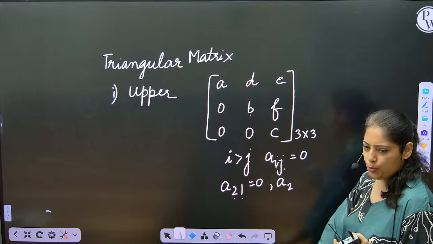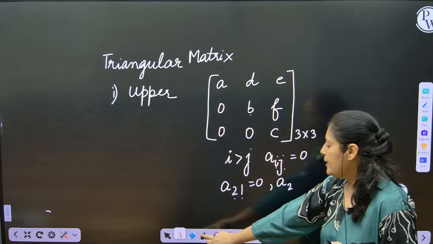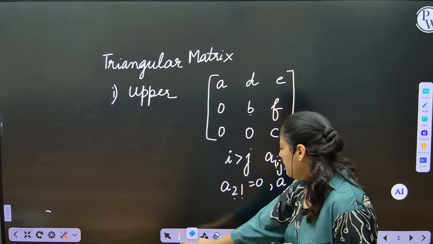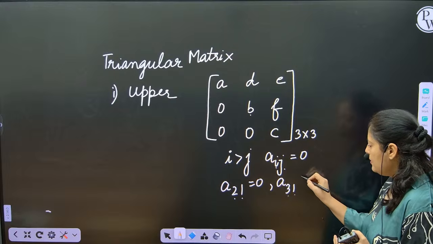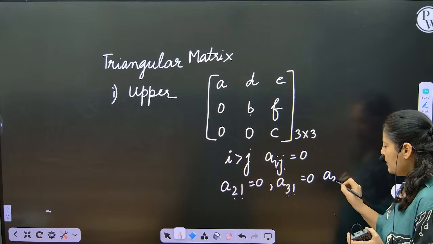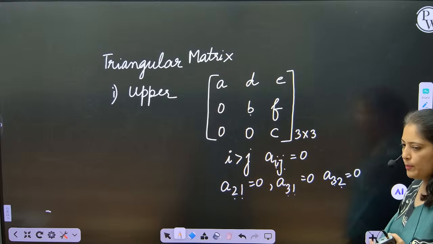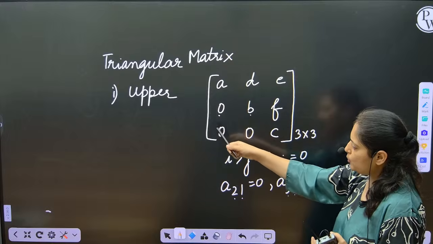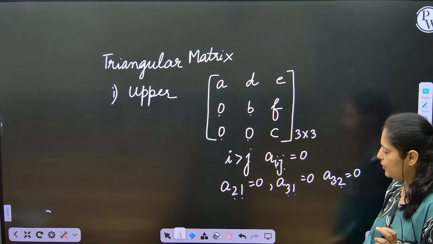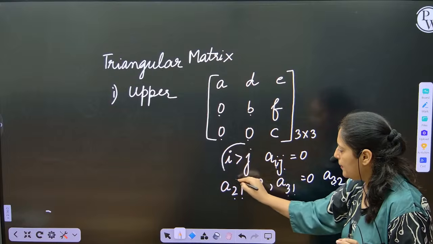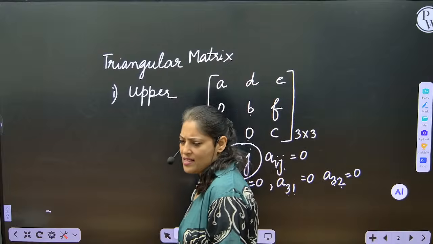This is A22. I will be equal to j. This can't be 0. So now I'll take 3, 1. This number is again greater than 1, so 0. 3, 2. The first number is again greater than the second one, so again it will be 0. So this is nothing but A21, A31, A32. All of these will be 0. So this condition is satisfied. This is a definition only. I'm just telling you why I have written i is greater than j.